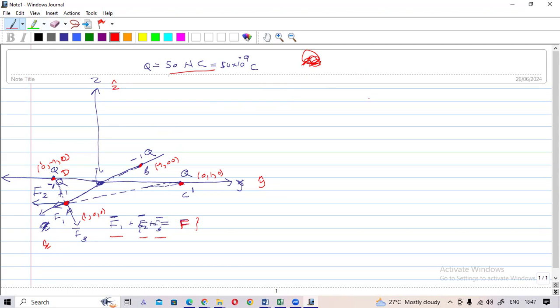Okay. So here we have 1 coulomb. Here we have another charge. Okay. So total charge Q1, Q2. And this is related with the origin. This is related with the origin.